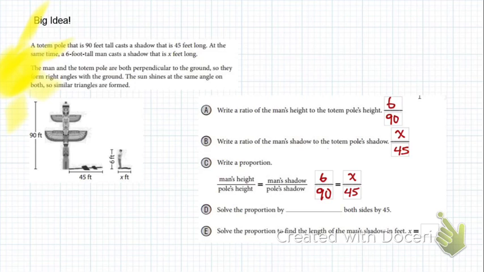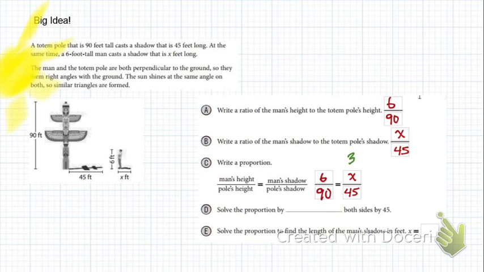So I could think, for me to get from 6 to x is kind of hard, but I know that to go from 90 to 45 I divide by 2. So I think, what's 6 divided by 2? That's 3. I'm just going to put this on the side, okay?